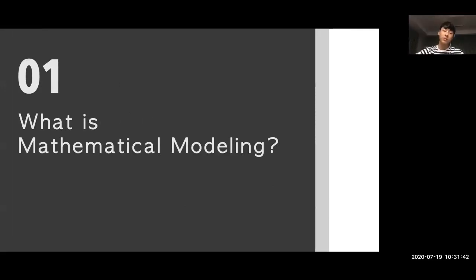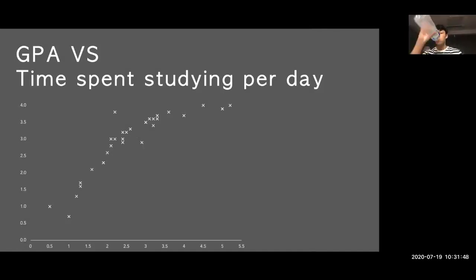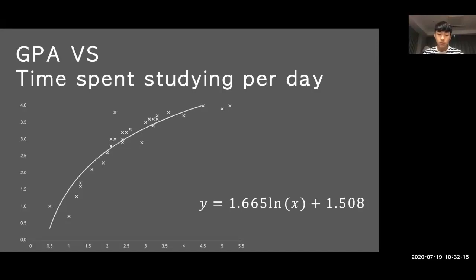So first, what is mathematical modeling? Because it's a really big word. It's very confusing. So let's have an intuitive understanding of what this actually is. Here, this is 20 data points of GPA versus time spent studying per day of high schoolers. On the x-axis, you have time spent studying per day, and on the y-axis, you have the GPA of these students. And just using Microsoft Excel or a spreadsheet, you can get this equation here. And you can just see that this equation quite well represents the 20 data points in there.